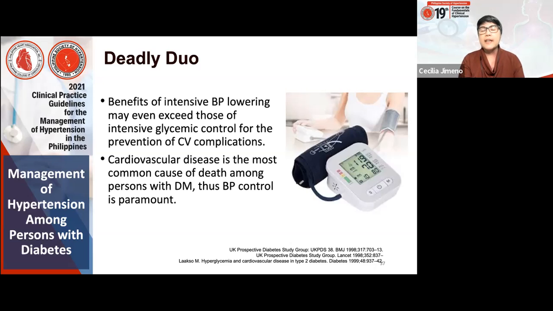And we recognize that people with diabetes don't die of diabetes per se. It is cardiovascular disease that is the most common cause of death among persons with diabetes. And thus, blood pressure control is really paramount.